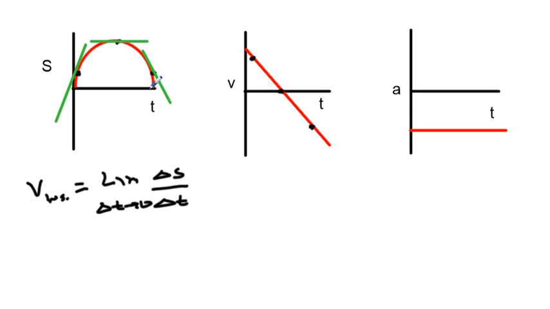Now let's look at our acceleration versus time graph. If I want instantaneous acceleration, that will equal the limit of delta V over delta T as delta T approaches zero.